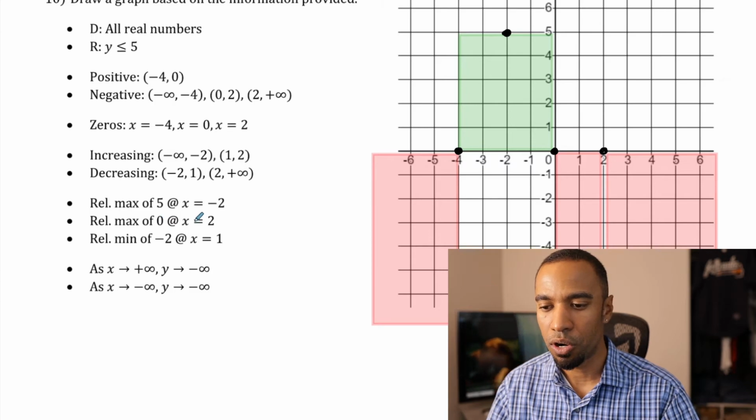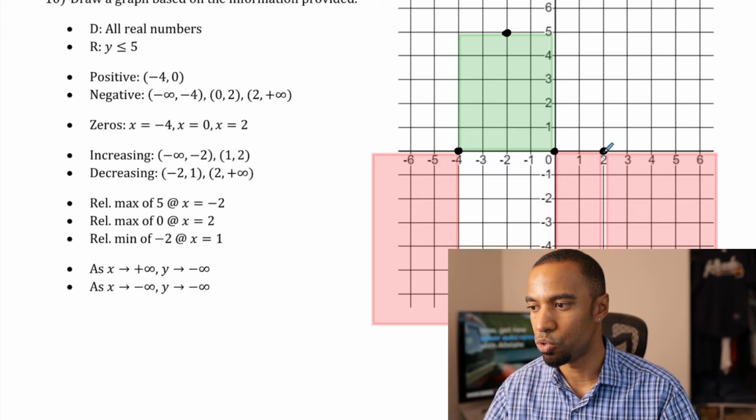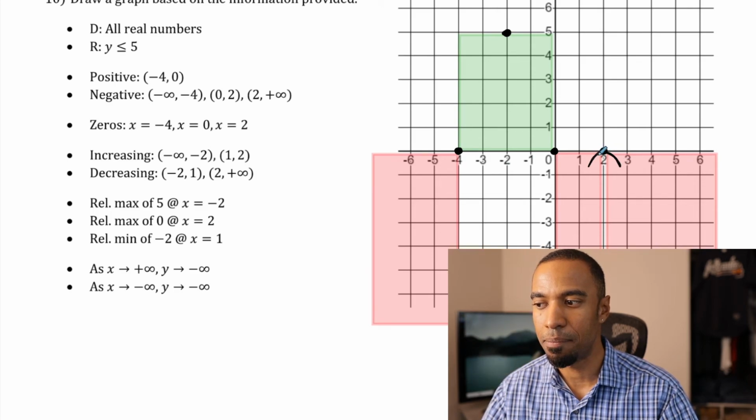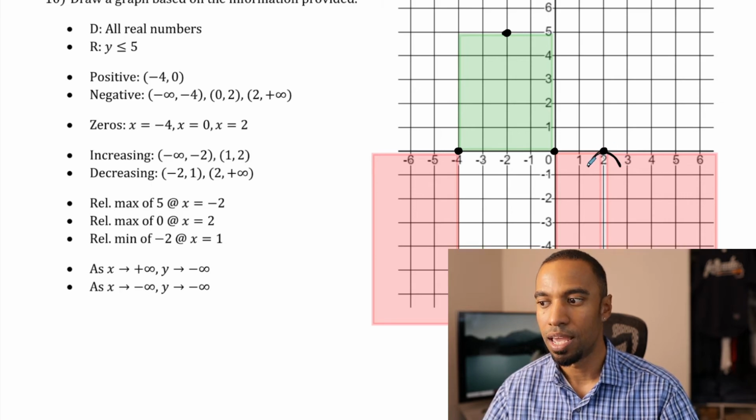Relative maximum of 0 at x equals 2. At x equals 2 is a maximum of 0. So here's something you do want to do. You know that this is a maximum of 0. That means that it does this right here. And that kind of makes sense because these are negative territories. It's a maximum right there. It bounces and it goes back down.